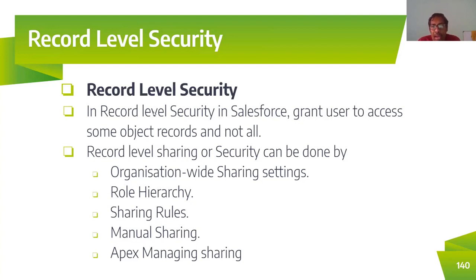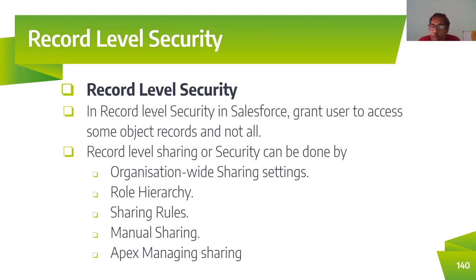So there we are going to grant access to the user, only certain records can be accessed by the particular user. So in that record level sharing, or security, can be done here. Record level sharing or security is done by organization-wide default or organization-wide sharing settings, role hierarchy, sharing rules, manual rules, and Apex managed sharing. In record level security, we are not going to discuss Apex managed sharing.